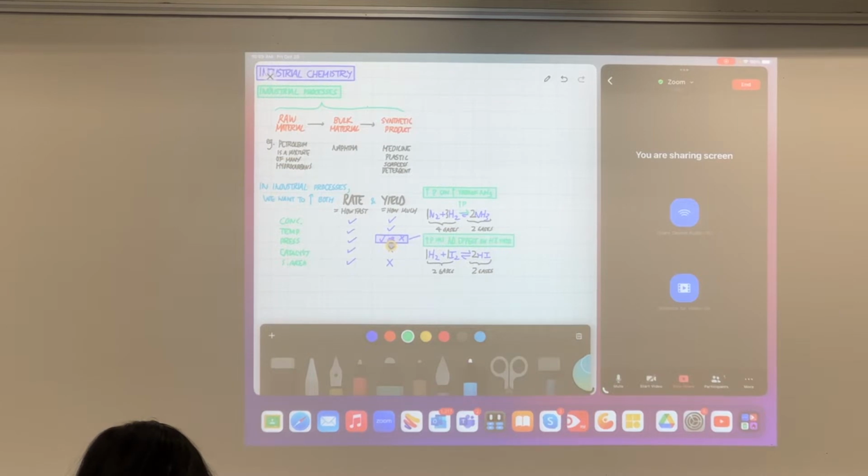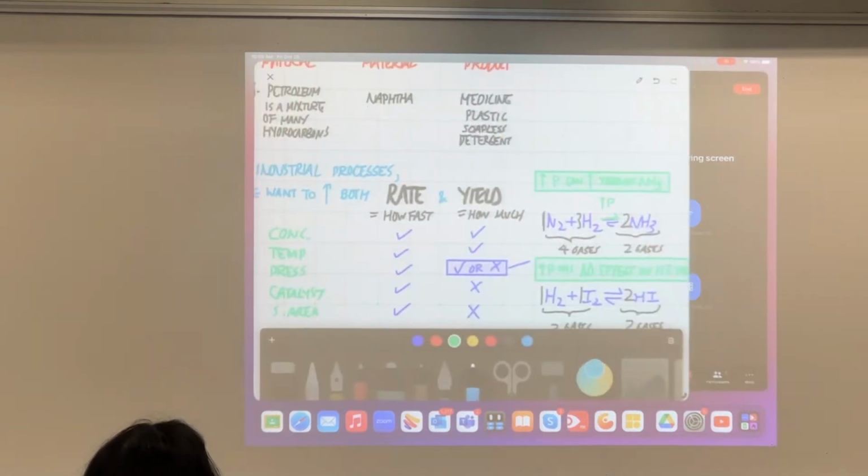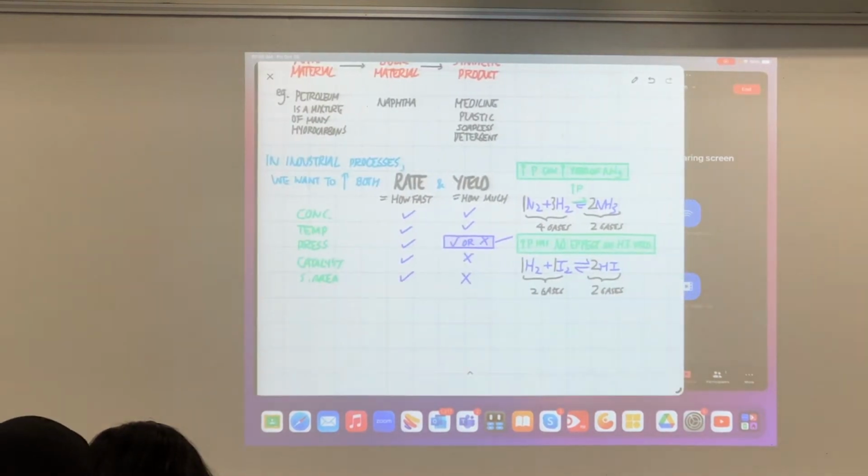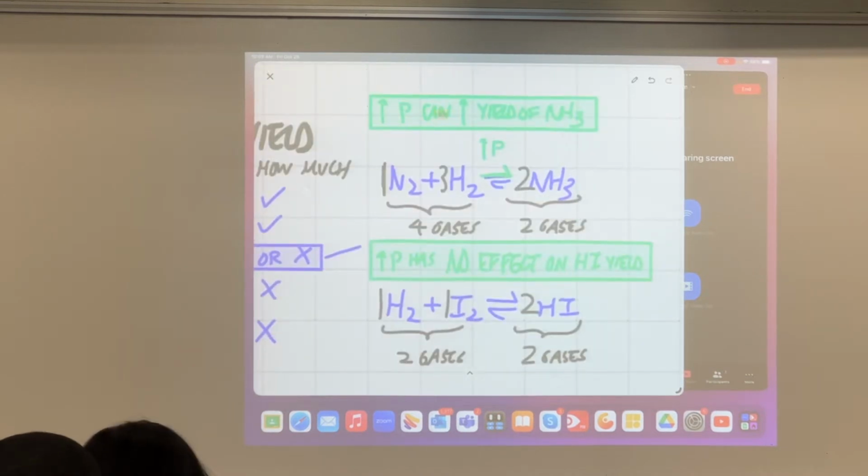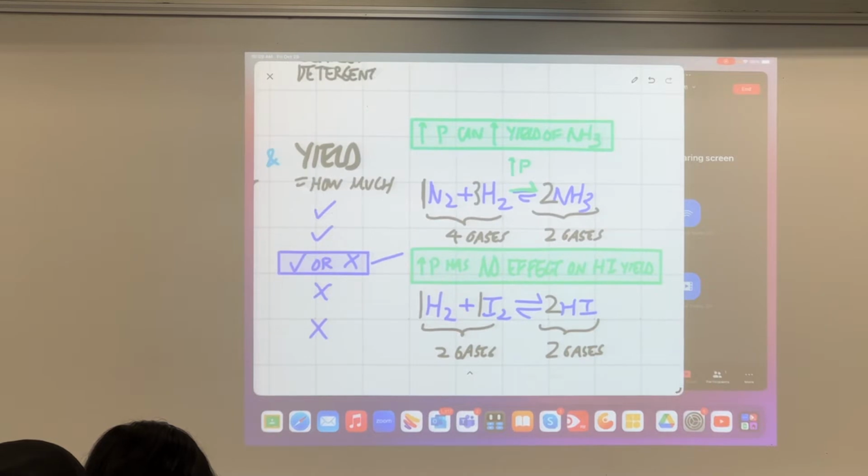Second is zoom in. So increasing pressure can increase the yield of ammonia, which is why I put a tick here. But then I also put a cross here, and I wrote an or in between, because what about this equilibrium then? This equilibrium with same number of gases on the 2 sides. In this case, increasing pressure has no effect.